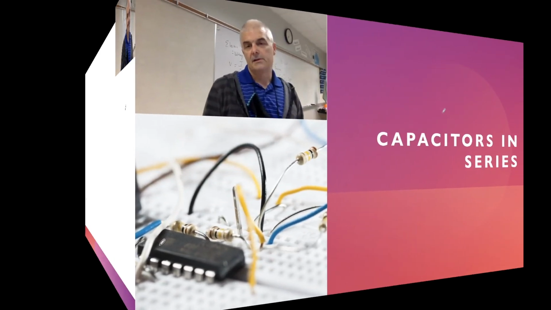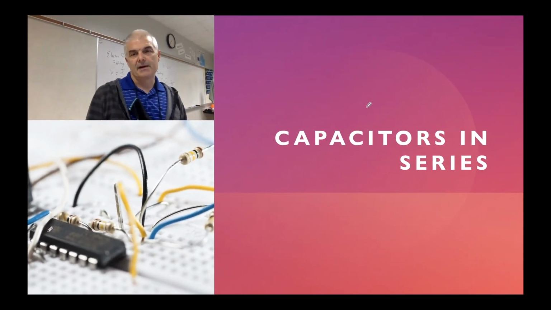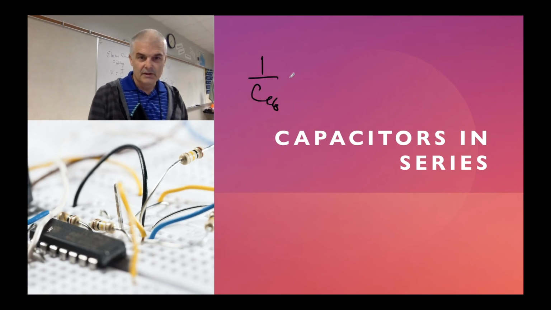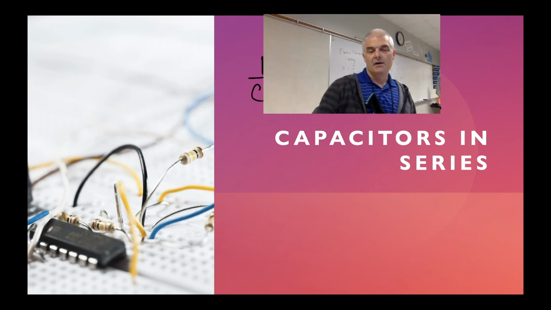Make sense? Now let's talk about what happens when we have capacitors in series. The trick, of course, is it's opposite, right? It's like resistors. So when you're writing out the equation, you can say 1 over CEQ is equal to 1 over C1 plus 1 over C2 plus 1 over C3. So it's backwards from parallel circuits.